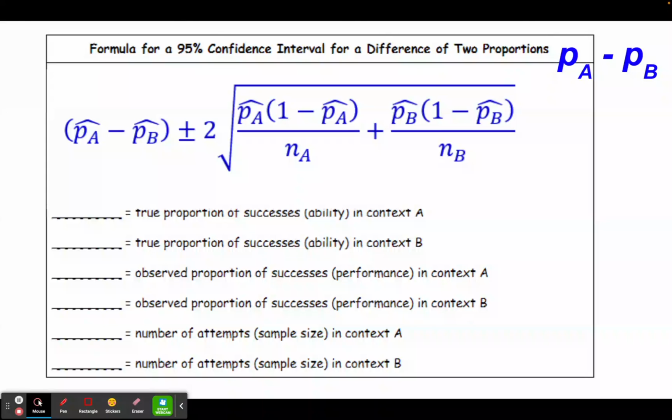So let's define our variables. p A and p B represent the true proportion of success, or the athlete's ability, in each context. p hat A and p hat B represent the observed proportion of successes, or the performance, in each context. n A and n B represent the number of attempts, or the sample size, in each context. I staggered those on the slides just because with all the different symbols, it was a little bit crowded, so you could read that clearly.